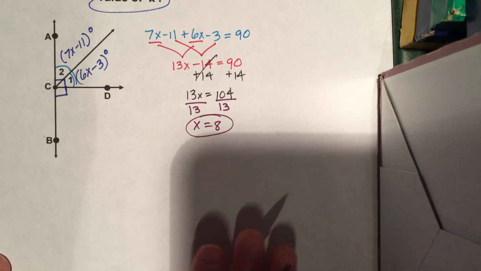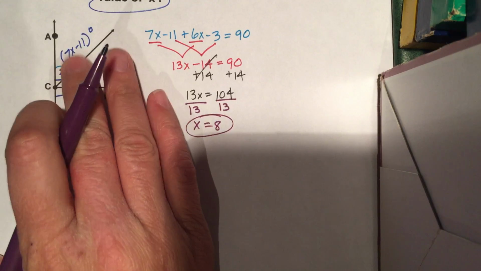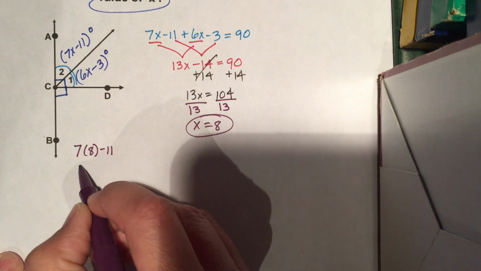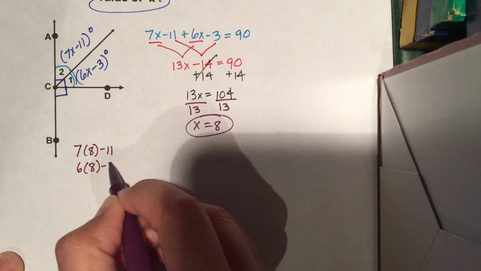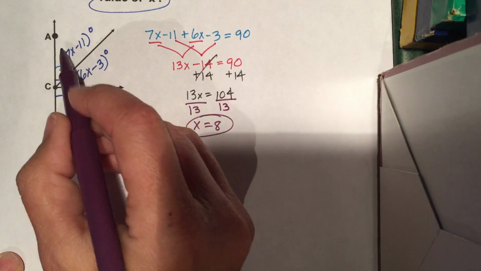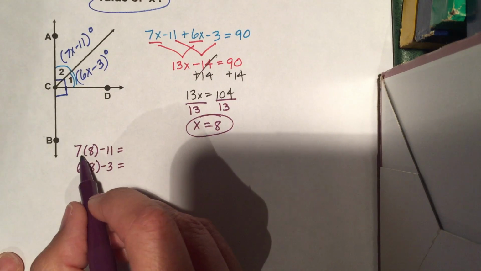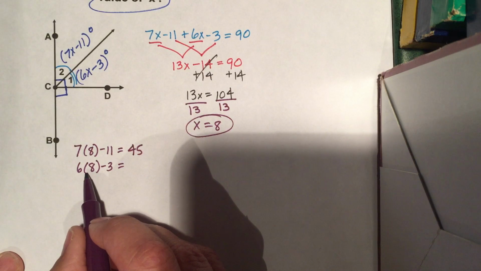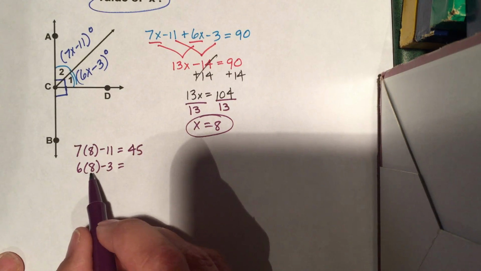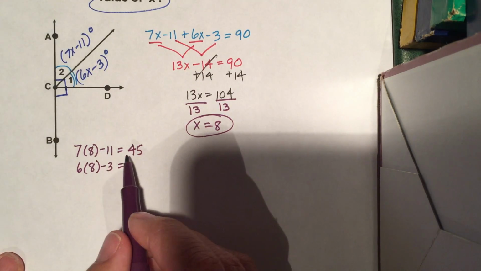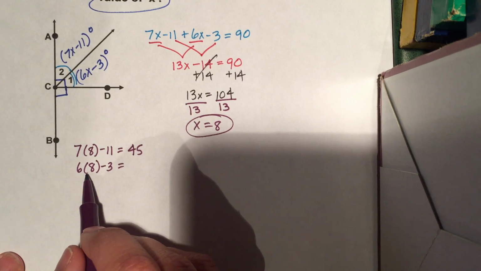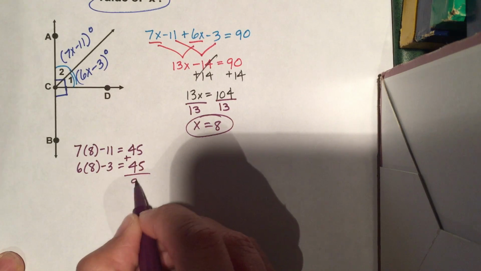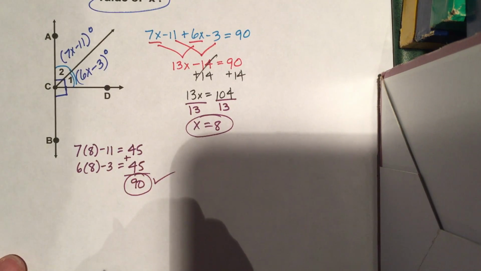So 8 is x. If you want to check your answer, you plug the 8 back in. So 7 times 8 minus 11, and 6 times 8 minus 3. When you combine these two angles, you should get 90. So 7 times 8 is 56, minus 11 is 45. 6 times 8 is 48, minus 3 is 45. 45 plus 45 does give us 90, therefore your answer is correct.